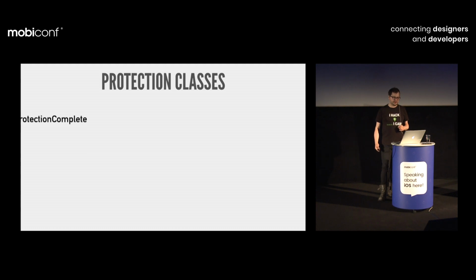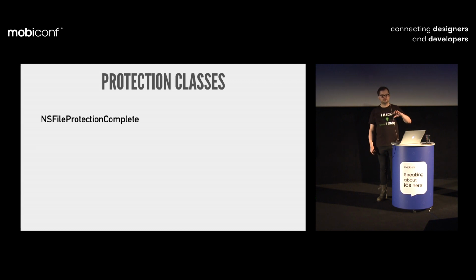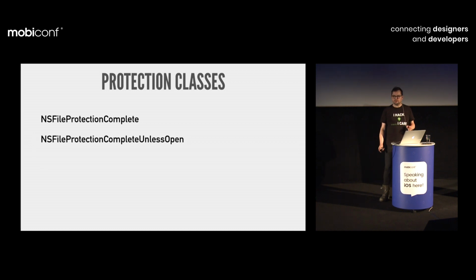And the protection classes, there are 4 of them. The first is NSFileProtectionComplete. It means that the encryption keys are alive only during the moment the device is unlocked. Once you lock the device, the key is destroyed, and in order to access the file, you need a new key. And to get a new key, you have to enter the passcode.